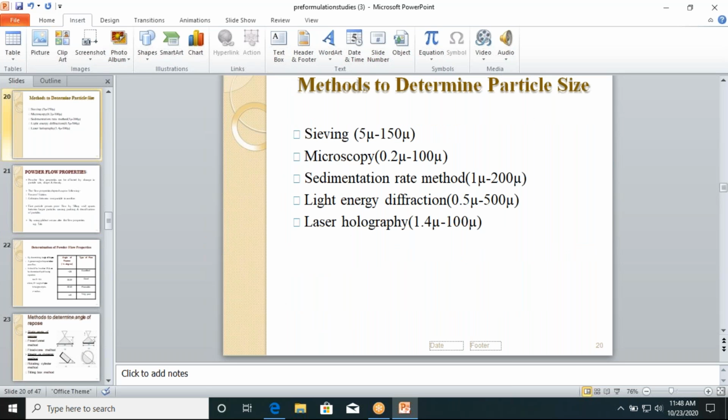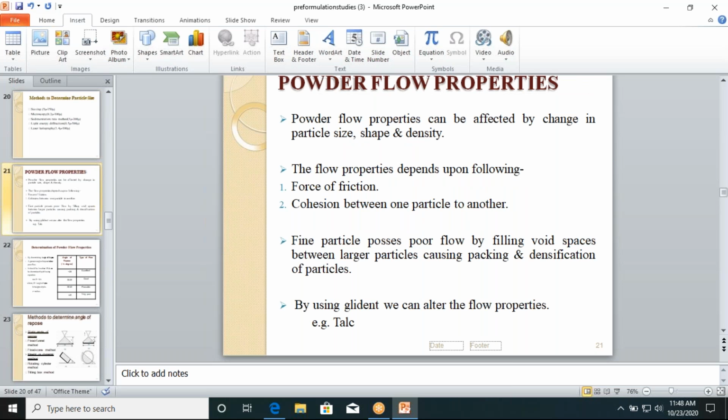Why do you require powder flow properties? What is the use of powder flow properties? How will you determine the flow property of a powder? By finding the angle of repose. Yes. So one method is you will be determining the angle of repose by the fixed funnel method. So what is the need of determining the powder flow properties?